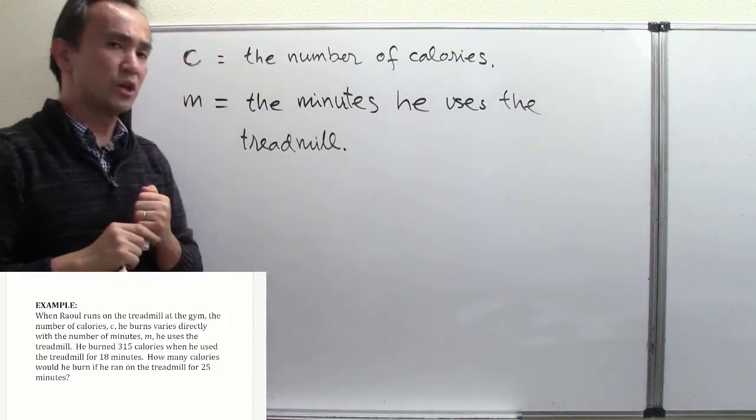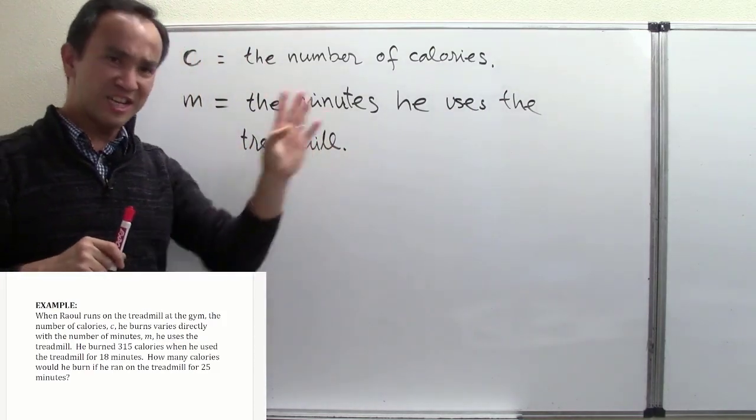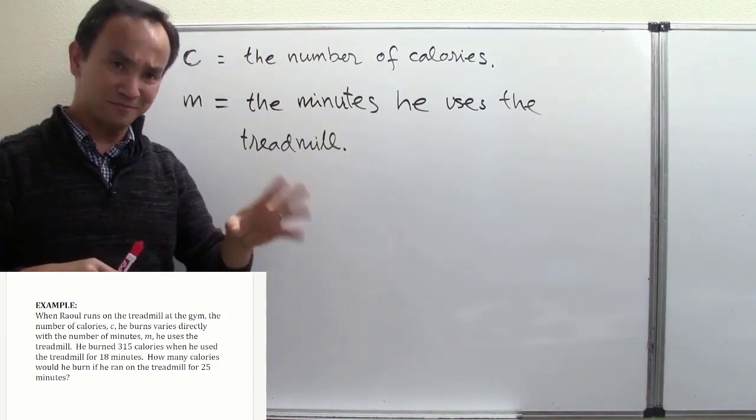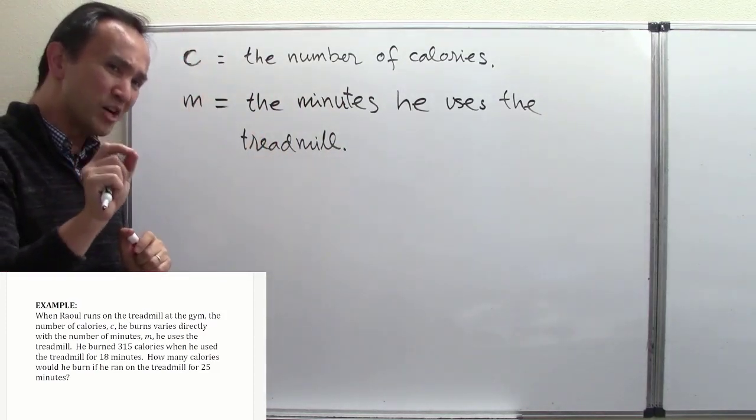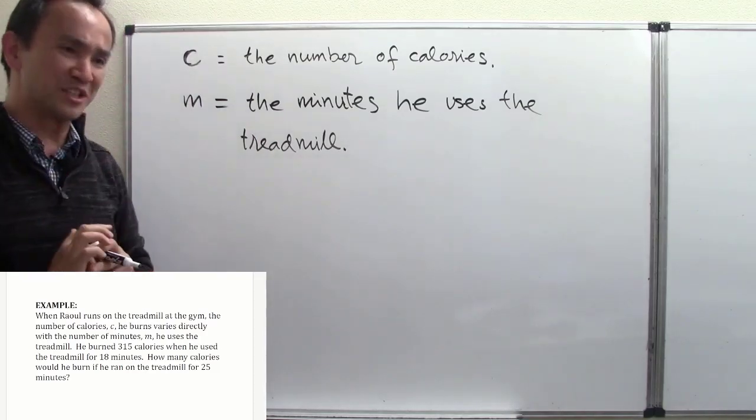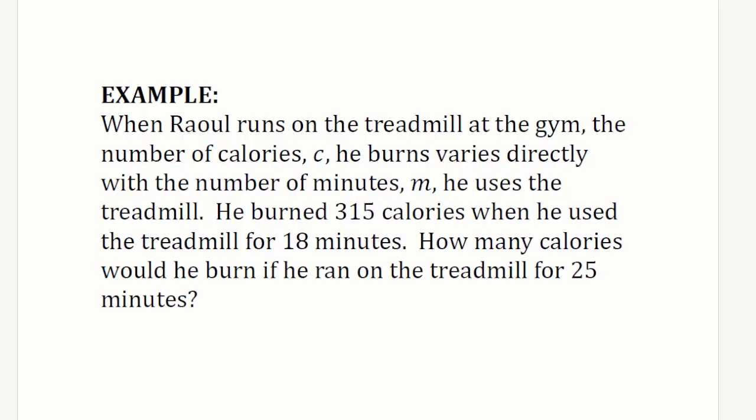All right, and so I may not write down precisely how it's stated in the wording of the problem, but now we have clearly two variables. So now let's look at the wording one more time, a little more closely here. In the way it's stated, the number of calories he burns varies directly with the number of minutes. Again, the number of calories, which is C right here, the number of calories he burns varies directly with the number of minutes he uses the treadmill.